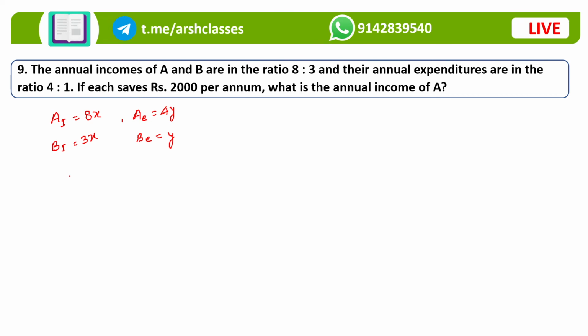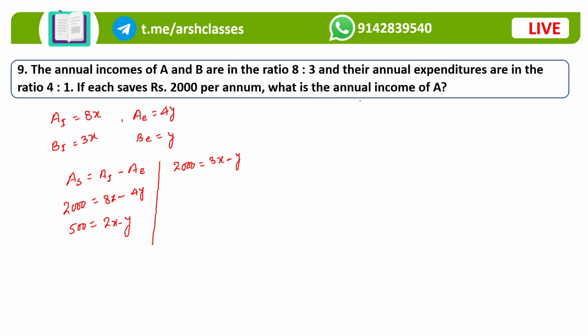So how can we calculate A's savings? A's income minus A's expenditure. A's saving is given as 2000. And A's income is 8 times of X minus this, which is 4 times of Y. Guys, if I take 4 as common, I will get this side as 500, and this side is 2 times of X minus Y. Now similarly, I am going to write for B's savings, which was given in the question. B's income is 3 times of X minus Y.